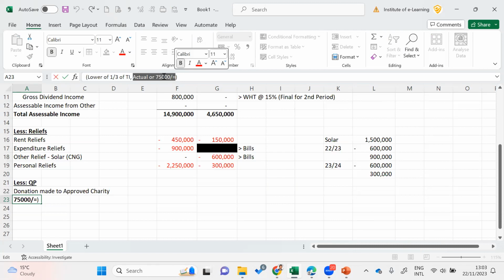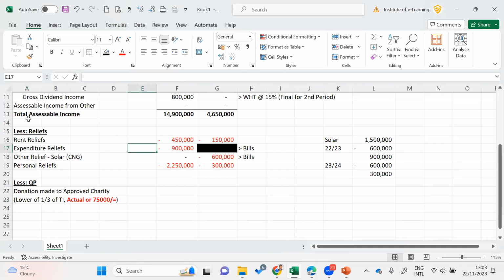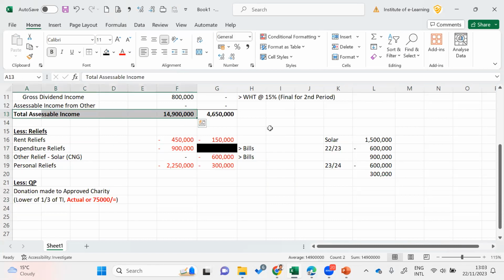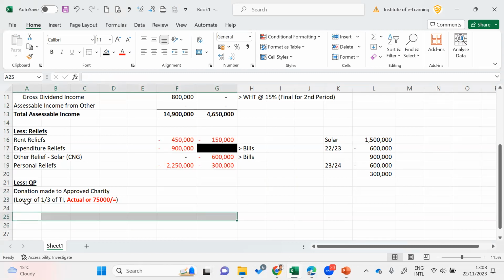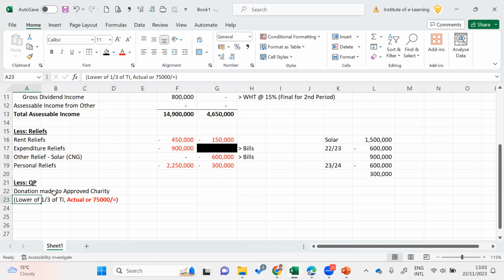Here we have only figures up to assessable income. After deducting these things, you will get taxable income somewhere here. Then how can we get one-third of the taxable income? You can do it through Excel iterative calculation, by enabling iterative and so on.